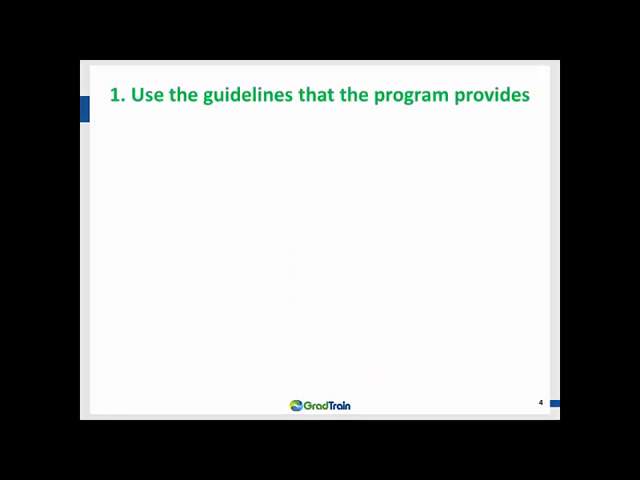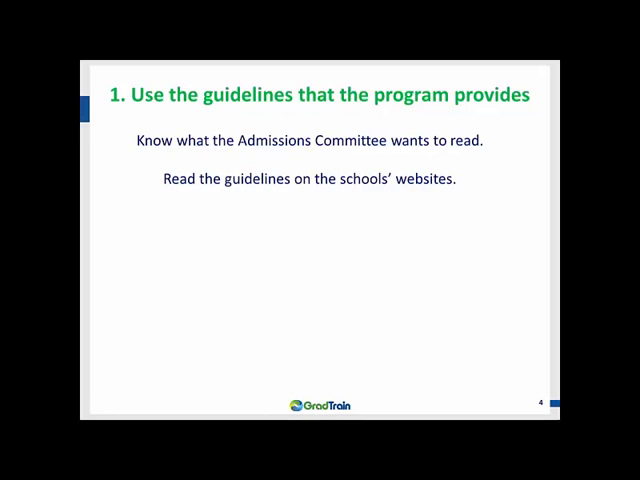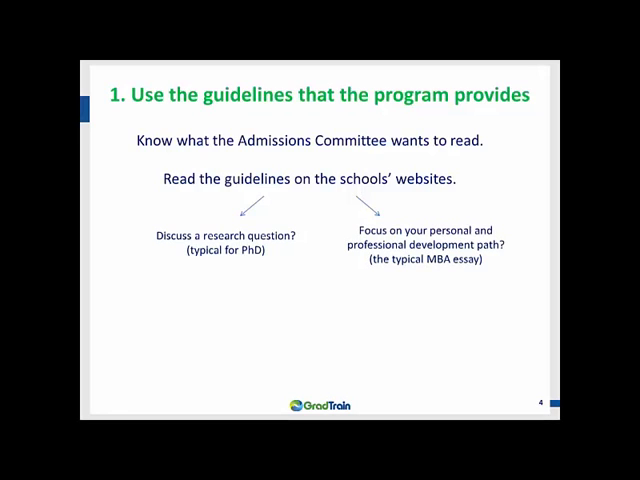Number 1. Use the guidelines that the program provides. In order to write an effective statement, you must know what the admissions committee wants to read. Most, if not all, programs have detailed guidelines on their website. Read them. They will tell you if you're expected to discuss a research question, quite likely for a PhD application, or to focus on your personal and professional development path, the typical MBA essay. Follow the instructions.